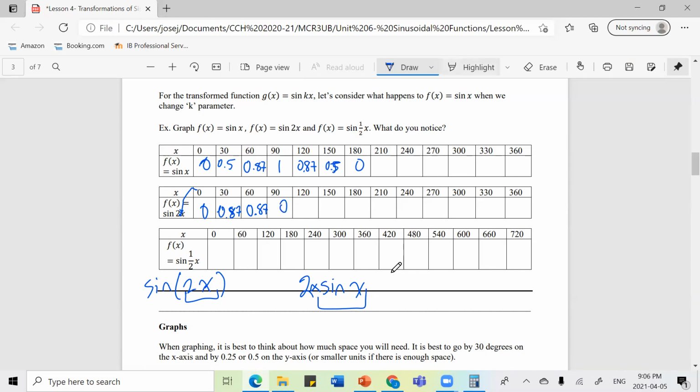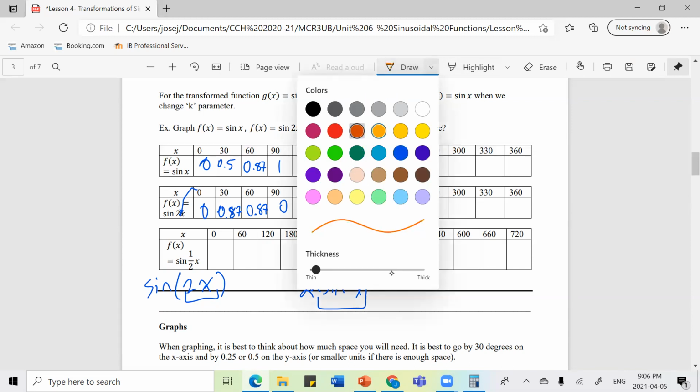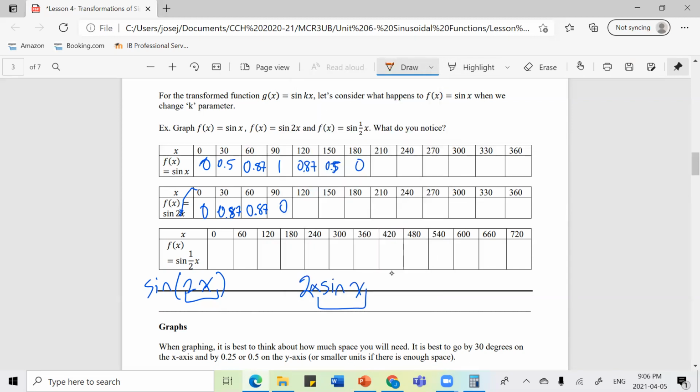Okay, so I'm going to let you complete the rest of this table, but I think you're already starting to see what's happening. If you look at the tables side by side, you might already notice this. The y values did not change. It was simply the x values and how they coordinate with each other that changes. So for example, the y value of sine of 2x when x is equal to 30 is actually equal to the original graph when x is equal to 60 degrees. So I reached the same y values before, but I basically reach them in half the time.